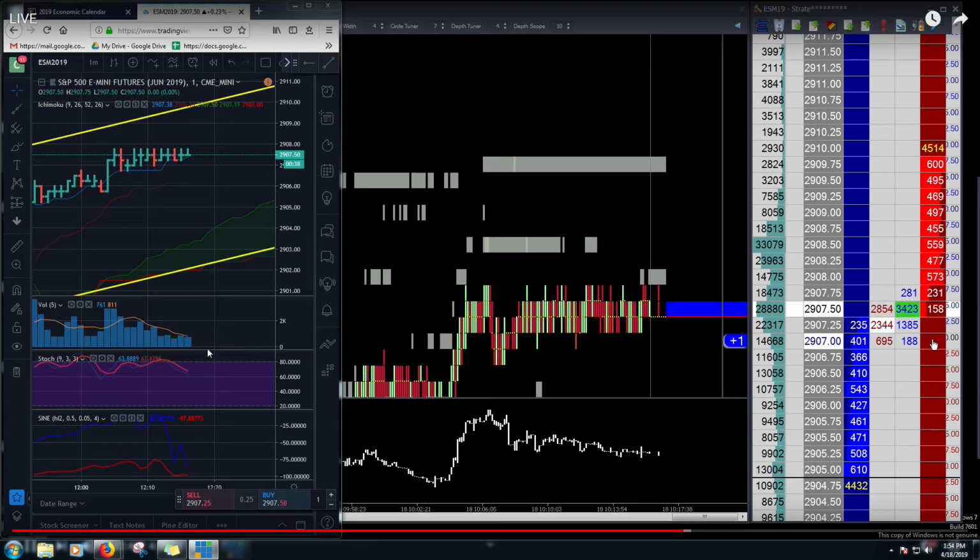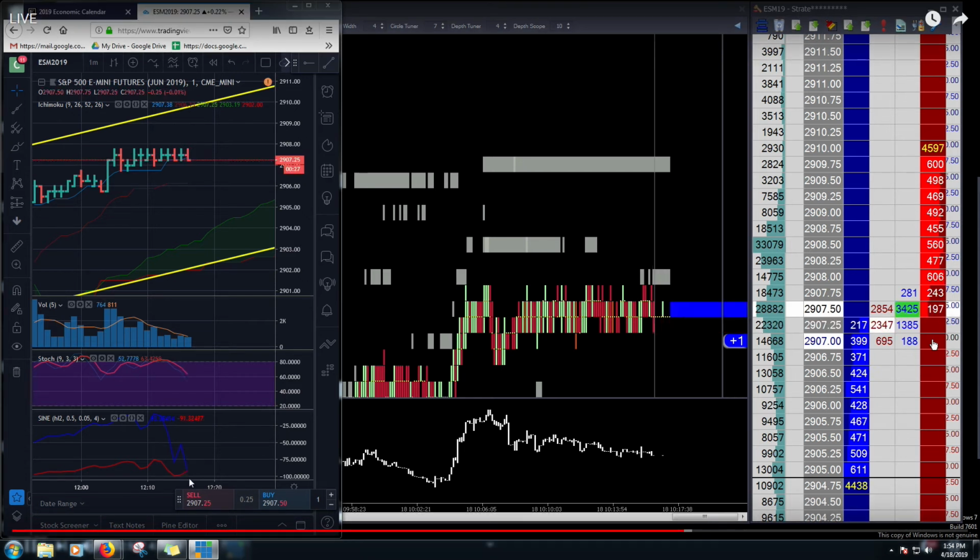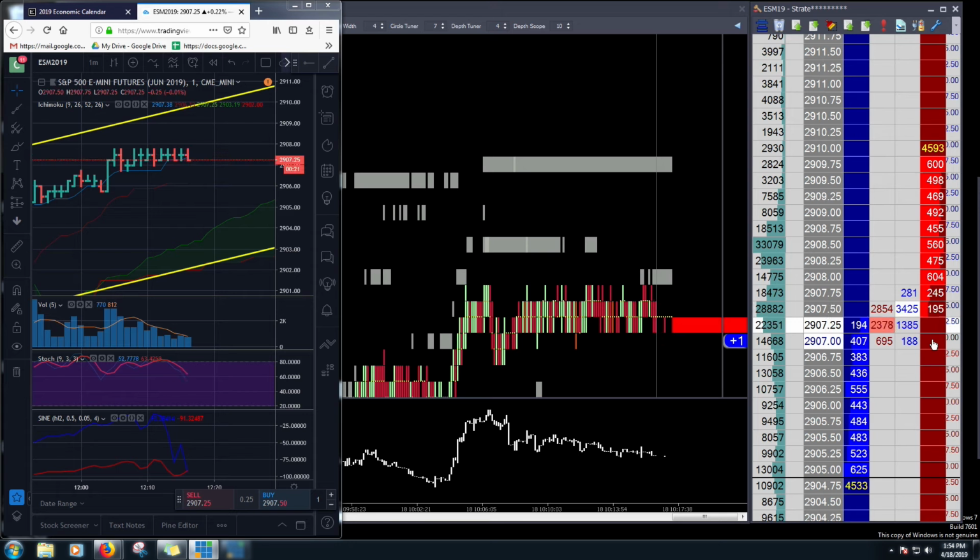Now, one thing I do notice is the stochastic starting to fall in, as well as the sine wave. But the thing is, I'm holding this. I'm going to hold it for a break even. That's it. If it comes down to the point where I'm going to have to break even, that's fine with me. That is either all or nothing on this one. So that's my mindset.